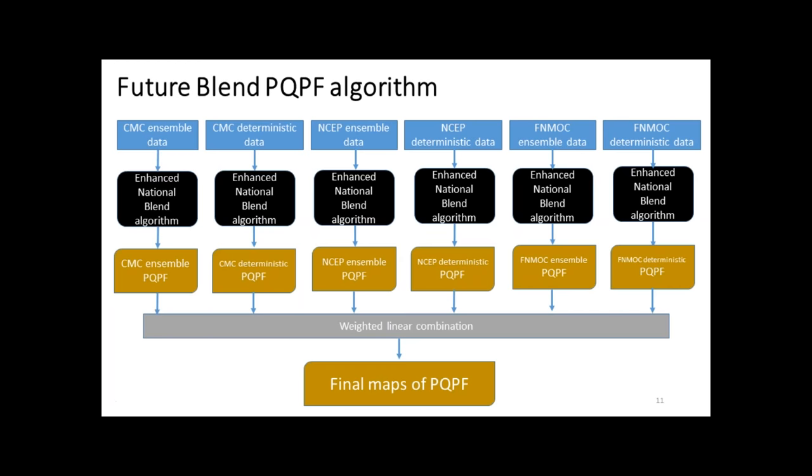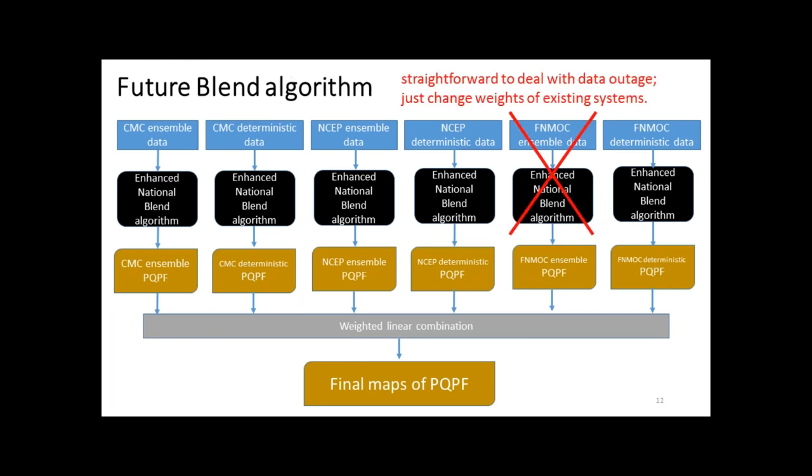Well, why does breaking things up into separate models make some sense? First of all, sometimes data just doesn't come in on time. We're getting some of our data through connections, and perhaps the Navy, the FNMOC Center data doesn't come in for a particular system on time. We need to be able to produce a product in that eventuality that works fine, and that's pretty straightforward. We can just jiggle the weights for the remaining systems quite easily.